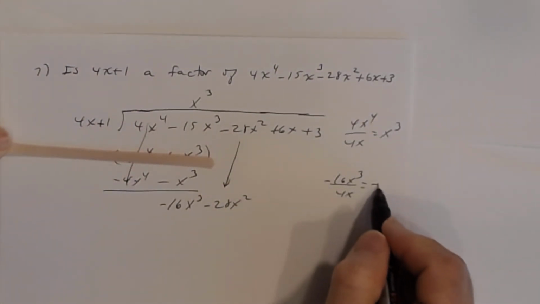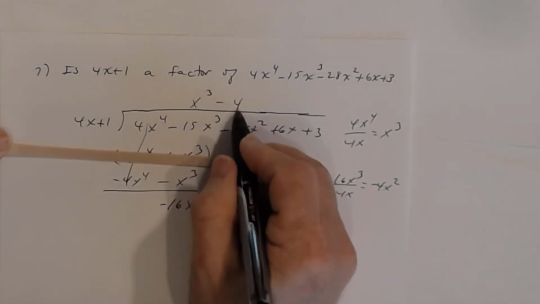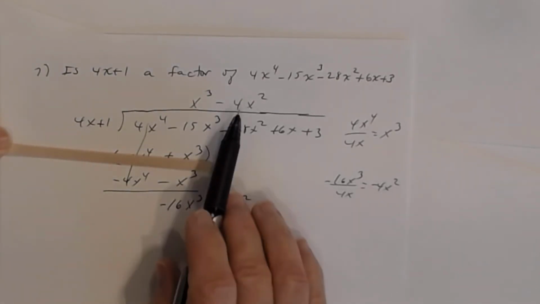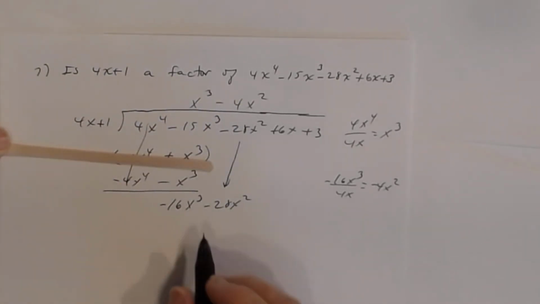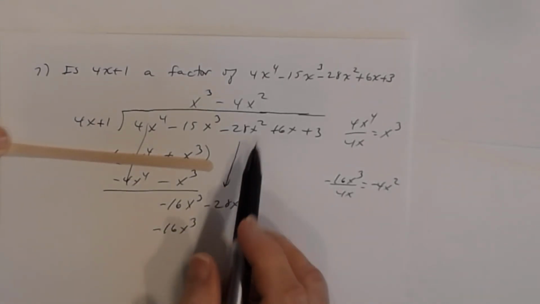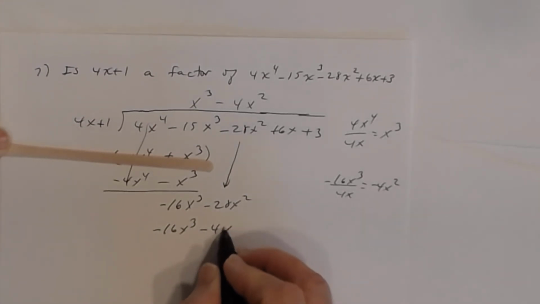So now we're going to take first, negative 16x cubed divided by 4x. And that's going to be a negative 4x squared. So that's going to go here, negative 4x squared. So you align your x squareds. Then you multiply. Negative 4x squared times 4x is a negative 16x cubed. These have to be the same. Negative 4x squared times 1 is a negative 4x squared.